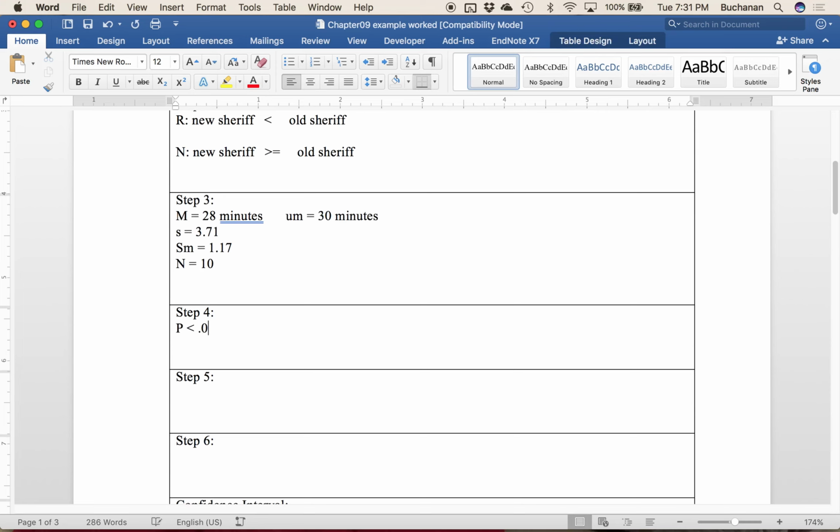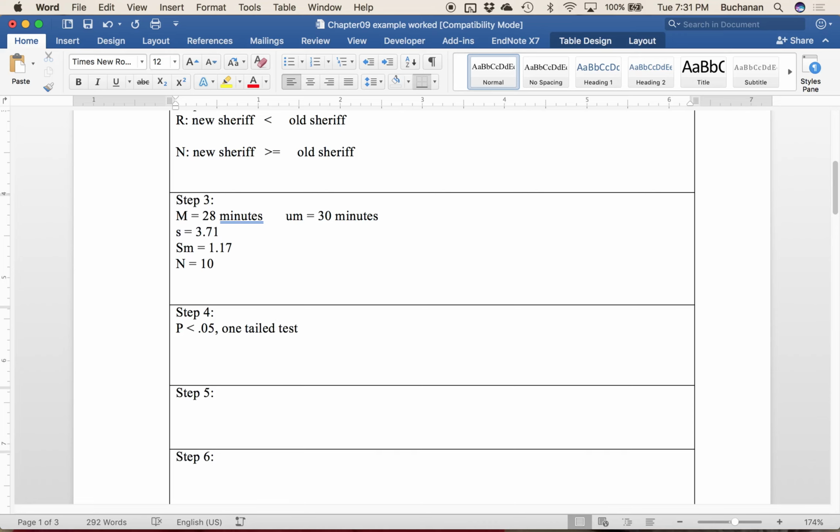So p less than 0.05, I'm doing a one-tailed test. Whoa, caps lock. And so I'm going to do qt 0.05. I'm not going to divide by anything because it's a one-tailed test. You could think about it as dividing by 1 because we only need that one tail.